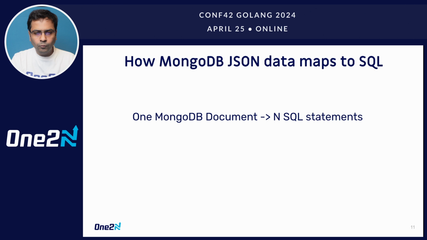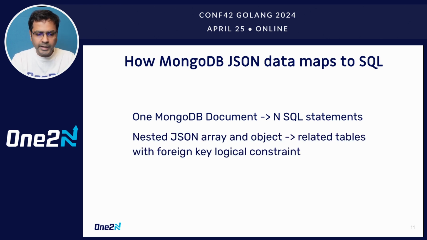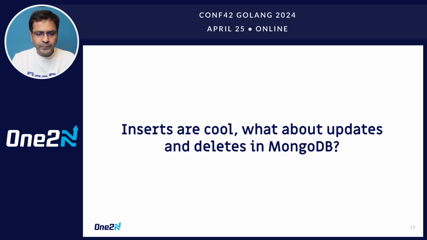We just saw one Mongo document can map to n SQL statements, right? So a nested array of JSON objects or further array of objects in Mongo get translated into relevant tables in Postgres and are recorded with primary key and foreign key relationships with some logical key constraint.